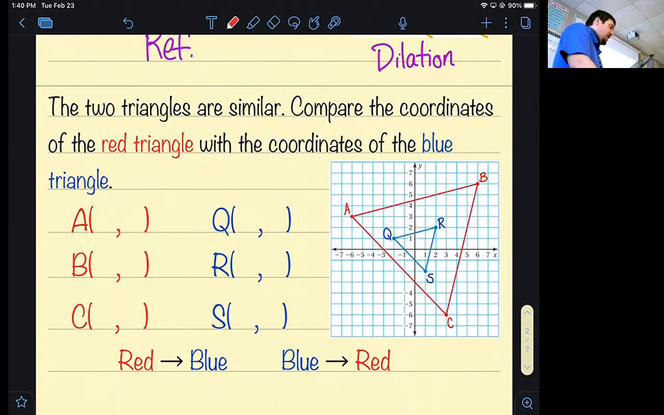All right, it says these two triangles are similar. Compare the coordinates of the red triangle with the coordinates of the blue triangle. So we need the coordinates of the red triangle. Madison Davis, I'm going to ask you to give me the coordinates for point A, Callan, point B, and Riley McLaughlin, point C.